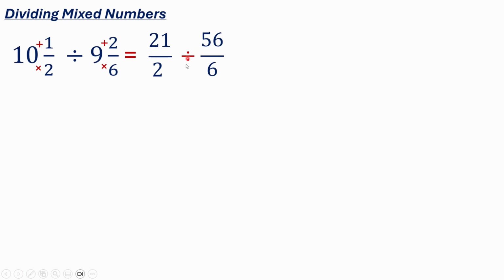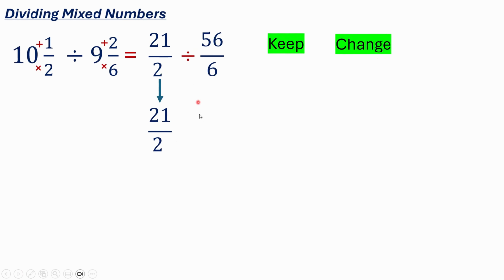Then I can divide fractions, but I have to use the keep, change, flip strategy. I will keep the first fraction as it is, 21/2, keep it, and then change the divide sign to multiply. That's the change, and flip the last fraction here, which is 56 over 6, to 6 over 56, which is called the reciprocal of the fraction. And now it is a multiplication problem like the previous one, because I cannot divide fractions, I have to change it to multiplication. Now I can simplify.